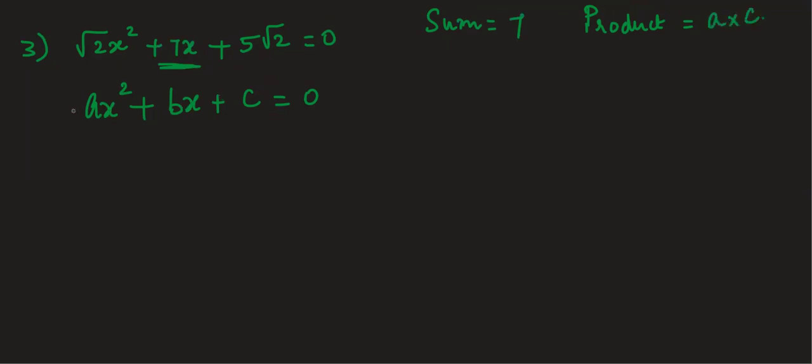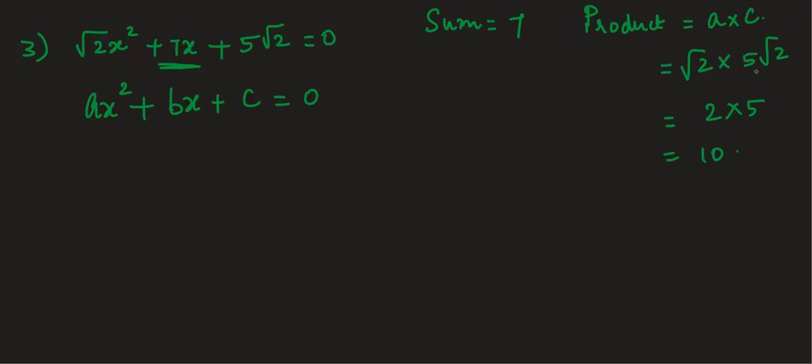into c. What is a here? A is the coefficient of x square. And what is c? C is the constant term, so 5 root 2. Now I'll have to see the two numbers whose sum should give me 7, and if I multiply them, I should get this answer. Root 2 into root 2 will be 2, into 5, that will be 10. So the product should be 10.